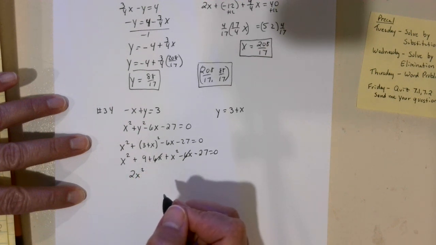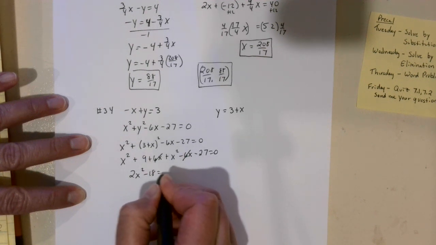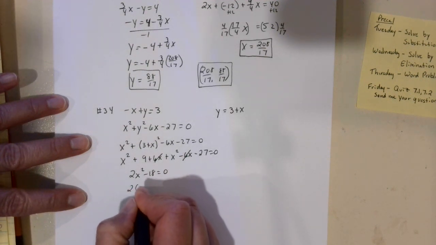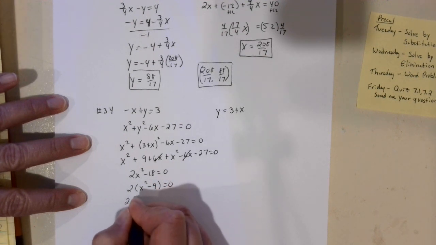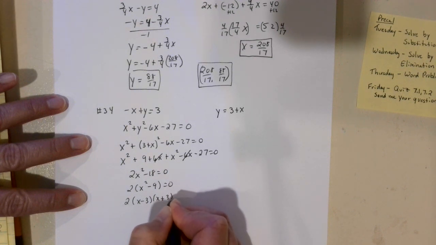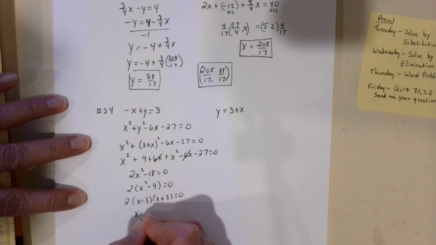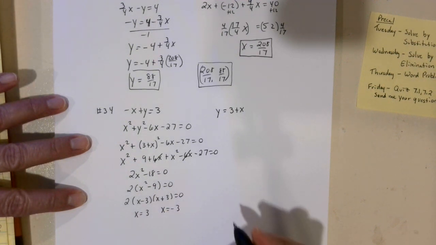X squared plus x squared is 2x squared, and 9 minus 27 is a negative 18. I'm going to take out a 2, and that leaves x squared minus 9. I'm going to factor into x minus 3 and x plus 3. So I'm getting two x's. I've got x equals 3 and x equals negative 3.